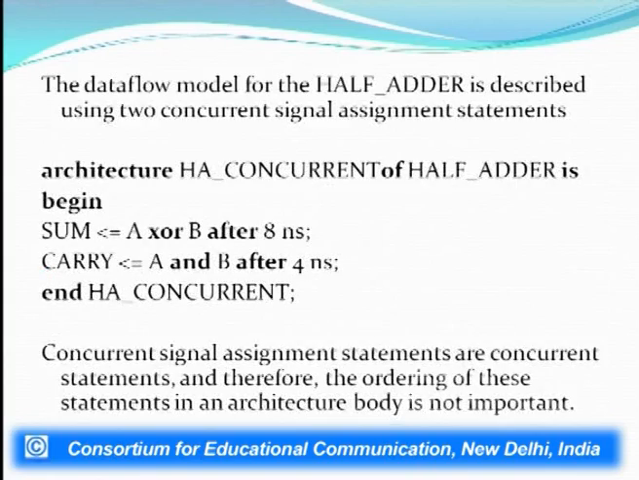That means, coming back to this example, sum is equal to A XOR B. This statement will be executed if and only if some change in the value of A or B or both occurs. The execution will be a consequence of a change in the input signal, else this will not be executed.